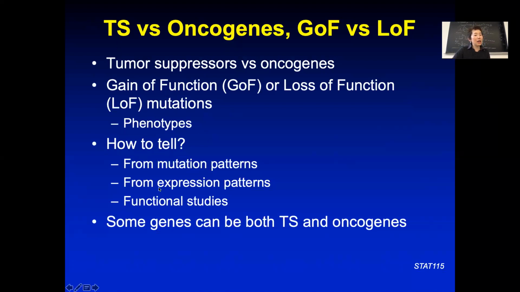You can also now couple it with gene expression patterns. And of course, in order to prove it, you need to do some functional studies. We will tell you about functional studies based on CRISPR screens later on in the module. Interestingly, some genes can be tumor suppressors and oncogenes. So we'll give you some examples, okay?